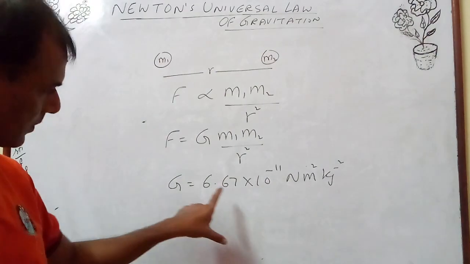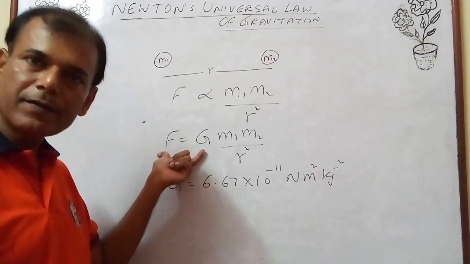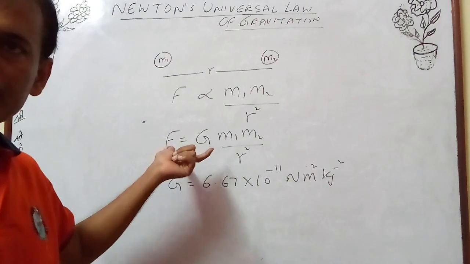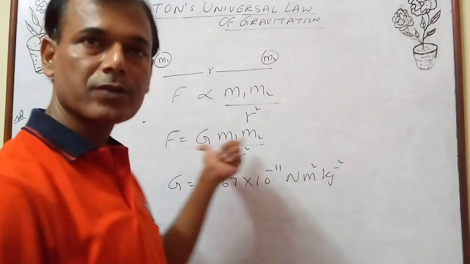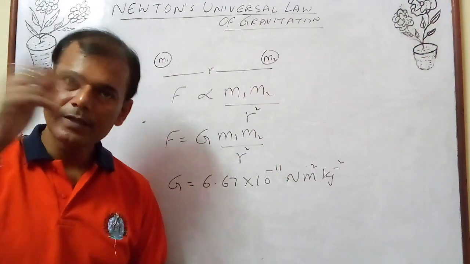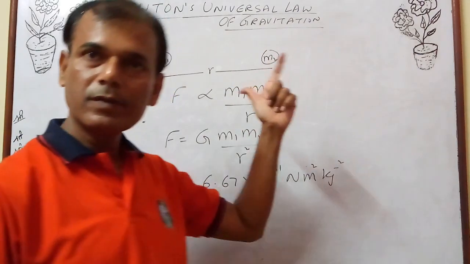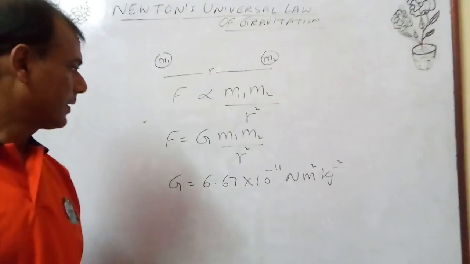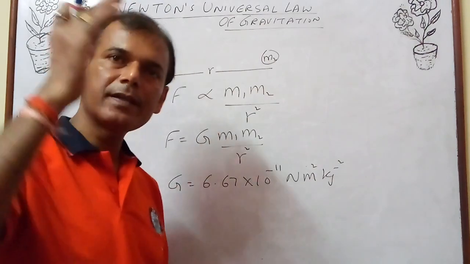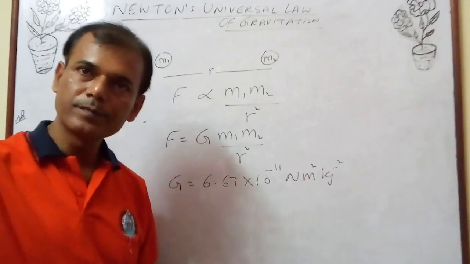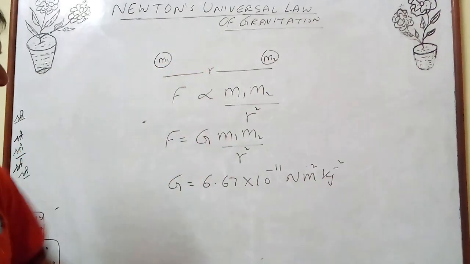Because this value is very small, this force is not evident in our day-to-day life. We do not experience it, we do not feel it. Where is it evident? In the revolution of Earth around the Sun, and the revolution of the Moon around Earth. In the same manner, why are tides formed? It is because of the attraction between the ocean water and the moon. So they are all examples of Newton's law of gravitation.